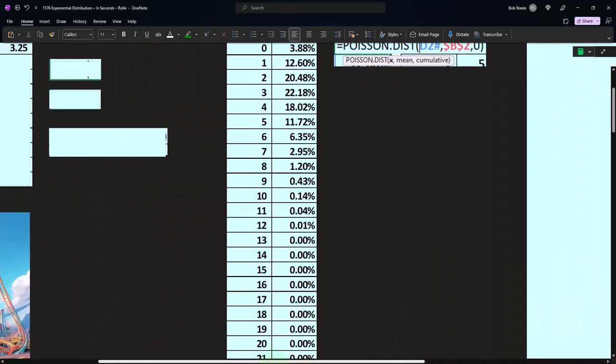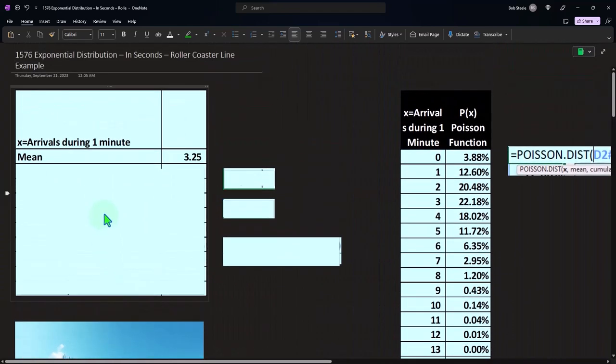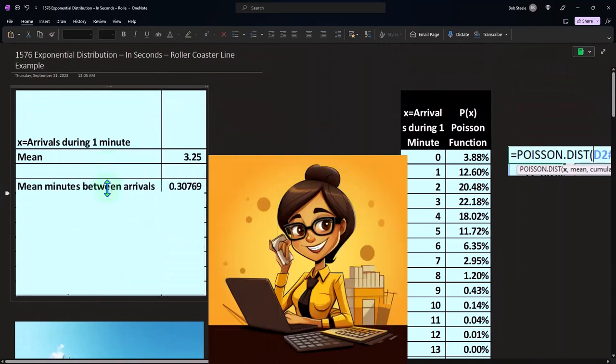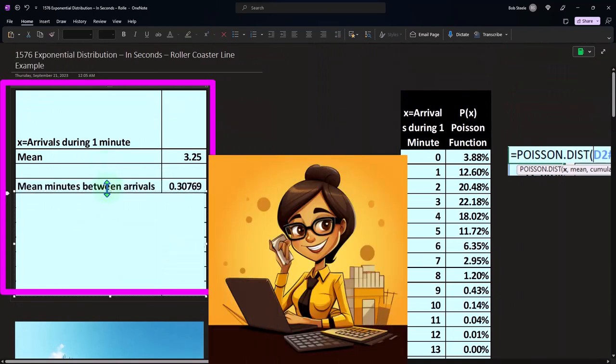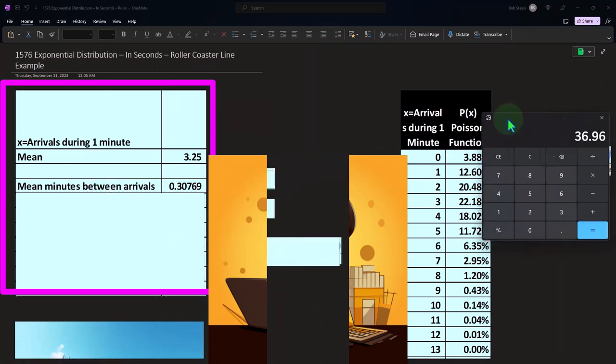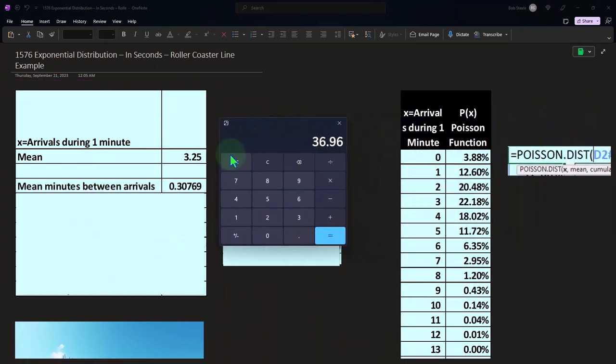So now we want to ask a different question and say the minutes between arrivals. So now we're getting to our exponential distribution. So now we're saying, all right, if there's going to be a mean of 3.25 people arriving within a 1 minute time period, what's going to be the mean minutes between arrivals? So see how we kind of flipped it on its head? We're looking at the minutes between arrivals.